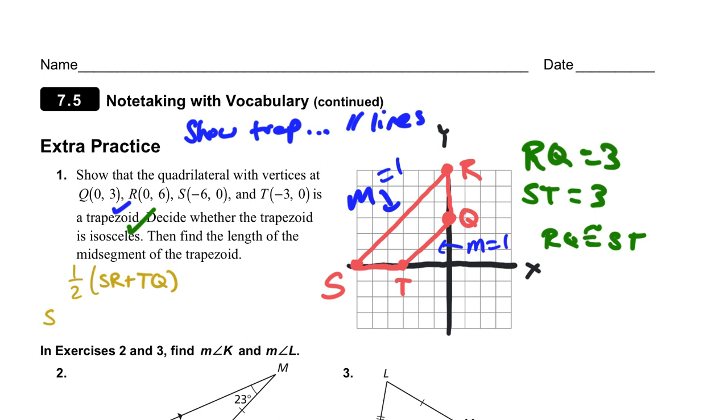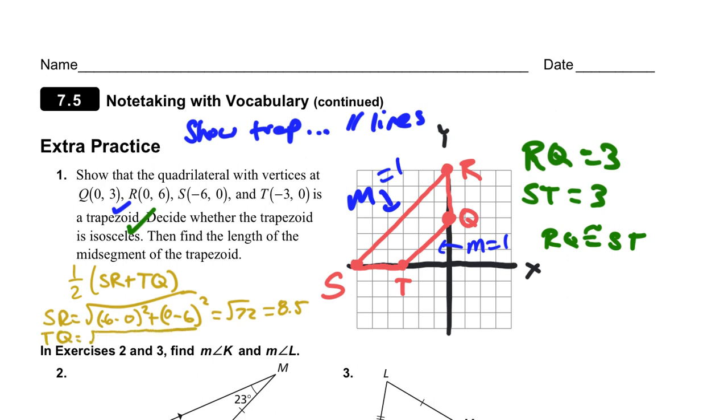So SR is equal to, if we look at our points here, we're going to do our distance formula. All right, so the difference between our x's squared plus the difference between our y's squared, all under a square root. So x is for S, so I'm going to get negative 6, and for R would be 0, and then the y values would be 0 and 6. I'm going to get 36 plus 36, which is the square root of 72. And then the square root of 72 is about, I think, 8.5. Then we're going to get TQ.